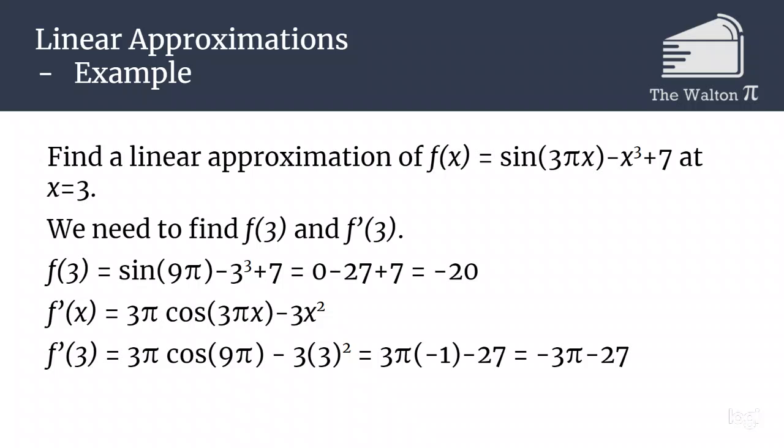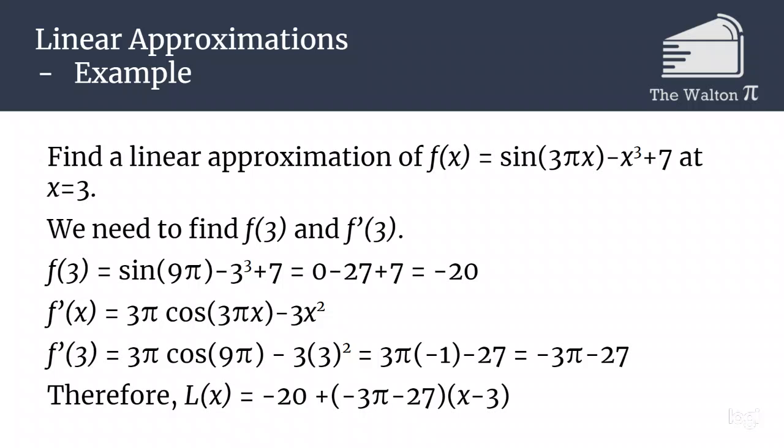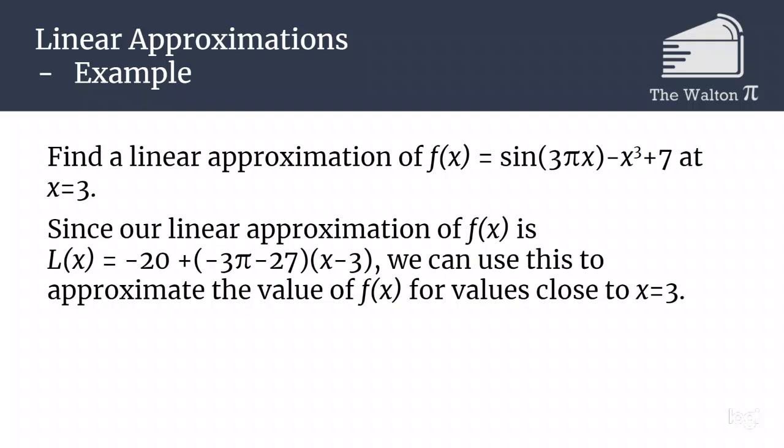If we plug all of that into our formula for our linearization of f, we get L of x is negative 20 plus negative 3 pi minus 27 times x minus 3. This is just plugging f of 3 and f prime of 3 into our formula for the linearization of f, so just using the point slope form. And then using our linearization, or our linear approximation of f of x, we can use that to approximate f of x for values close to x equals 3.